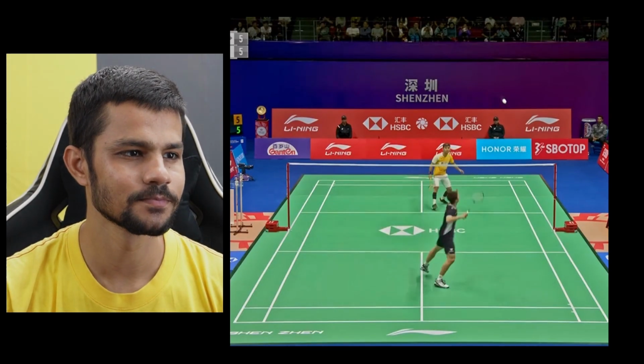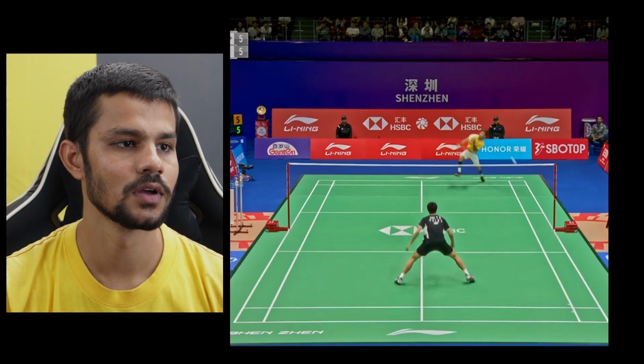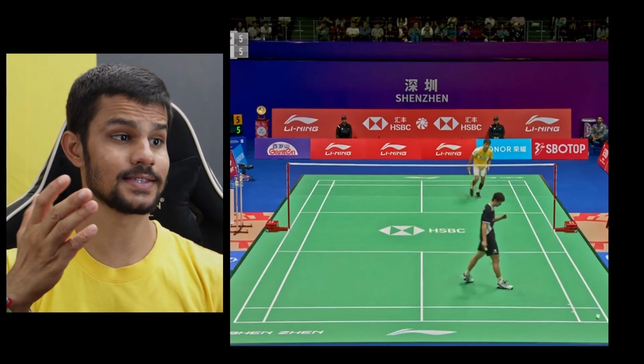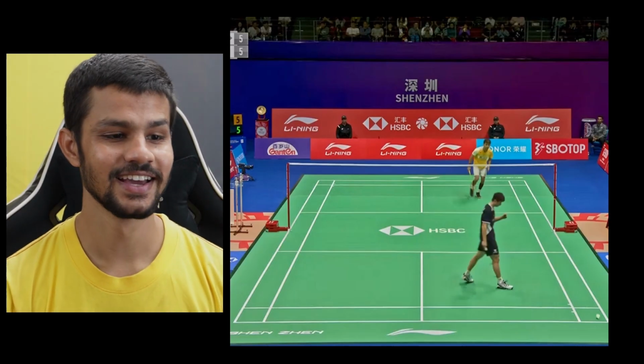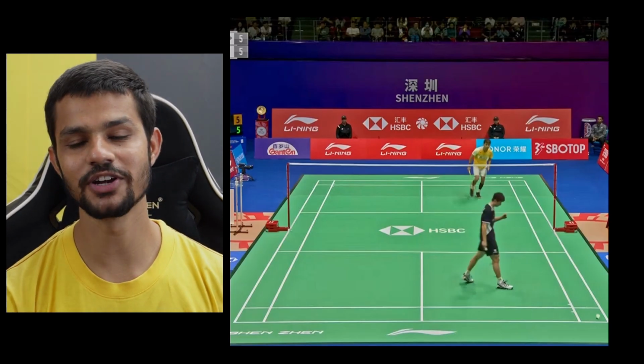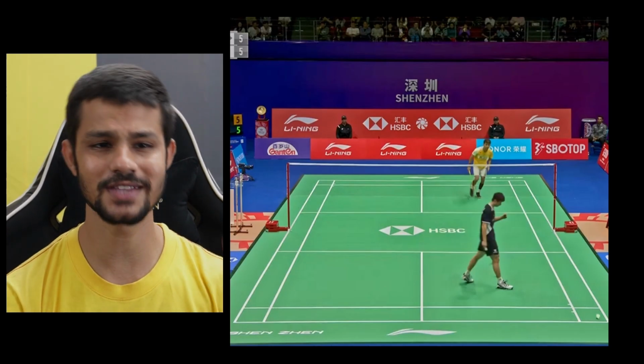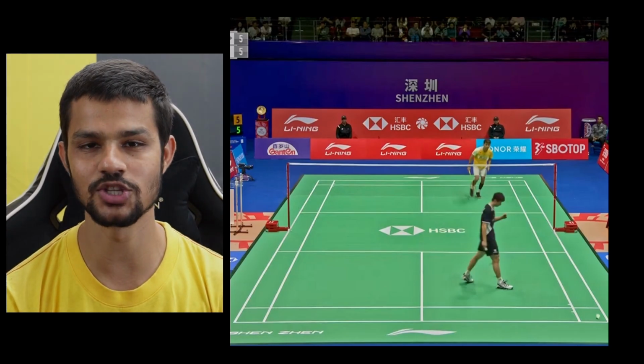Nice push. Again same thing, again a gift. Making this type of error will just motivate your opponent, because the opponent is not doing that much. The opponent knows that you are making errors eventually.